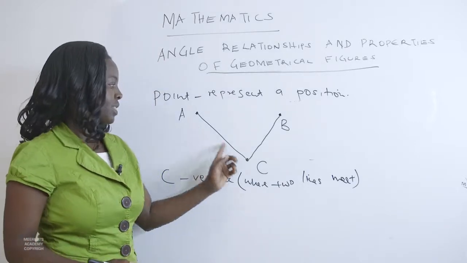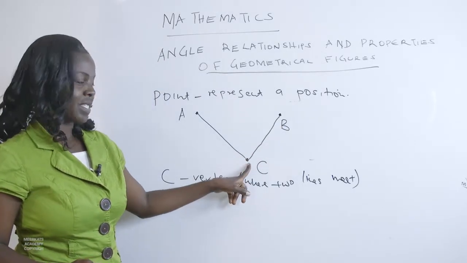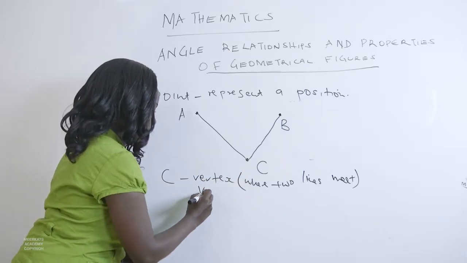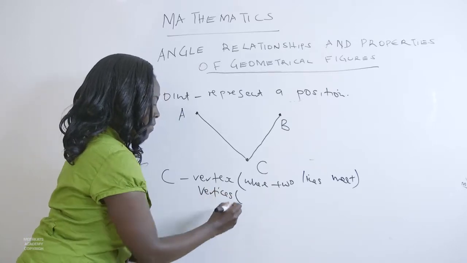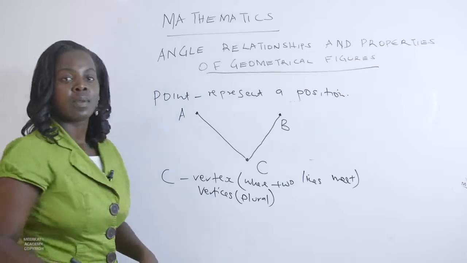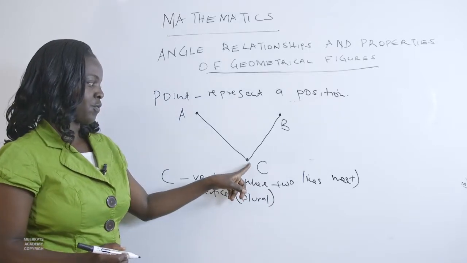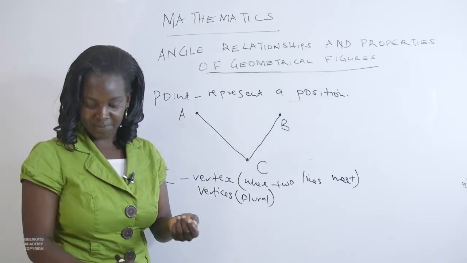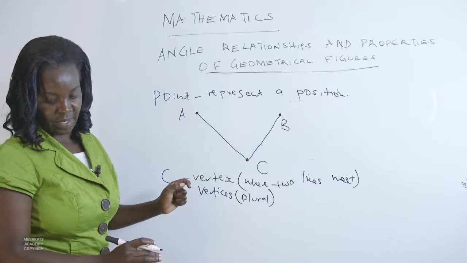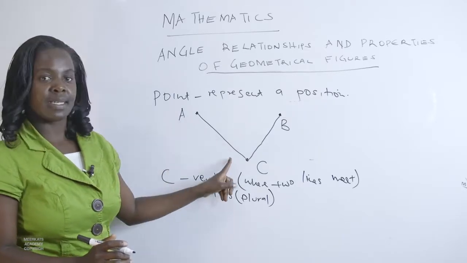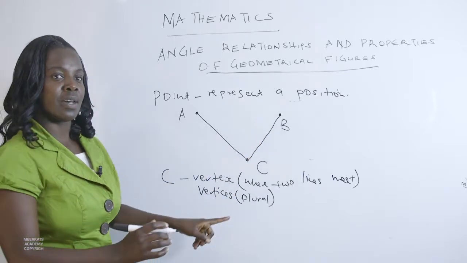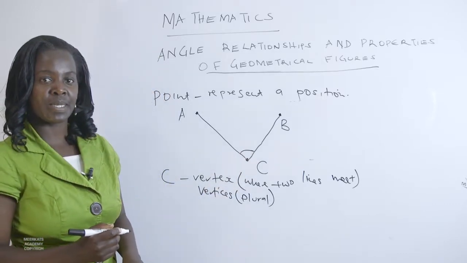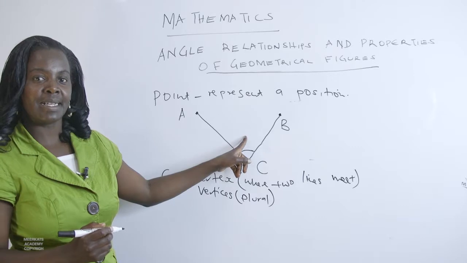So when we join the 2 intervals, the 2 line segments, and they meet at point C, we call this point a vertex. In plural, vertices. So if we have 2 or more points where lines meet, we call them vertices. We also have, when we join AC and CB, there will be an angle formed. There will be an angle that is formed that can measure any degrees.